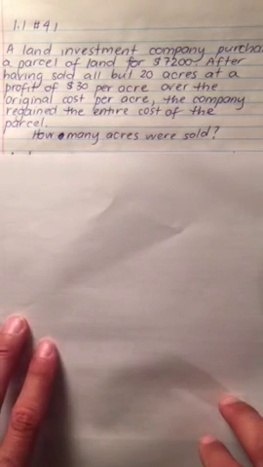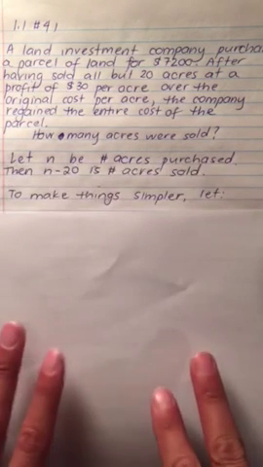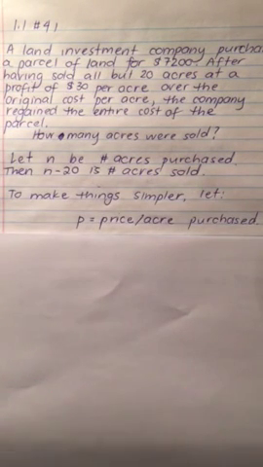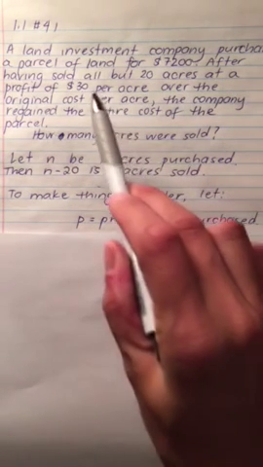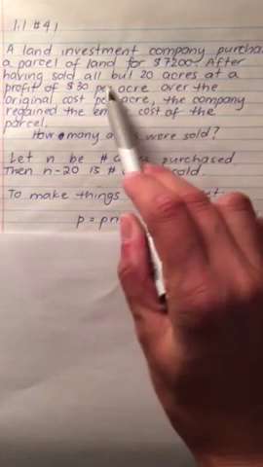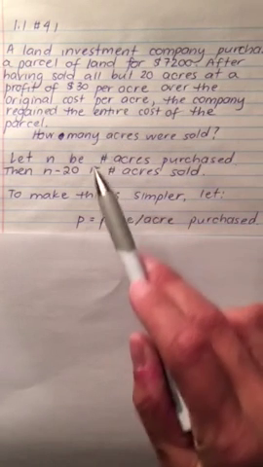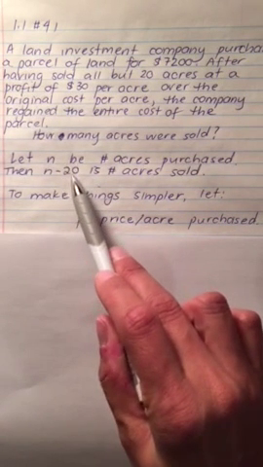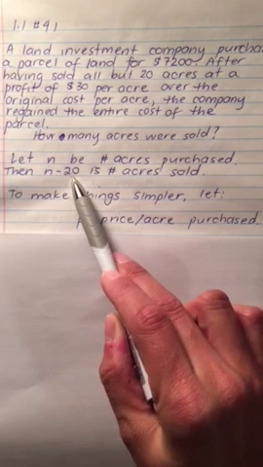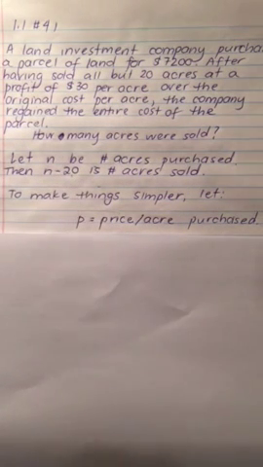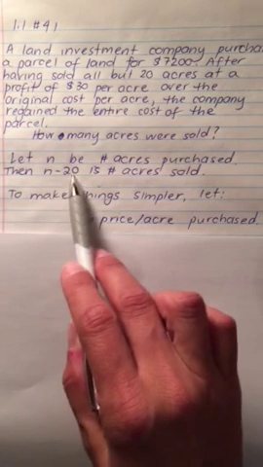First thing to consider is that we're going to declare our variables. So let n be the number of acres purchased. If you use x, that's fine. Then n minus 20 is going to be the number of acres we sell, because it says after having sold all but 20 acres. All but 20 acres means almost all of this n was sold, but 20 acres wasn't sold. So then n minus 20 would be the amount sold. Sometimes the hardest parts of the question are just these wordy bits.